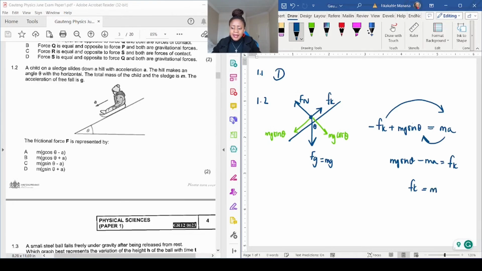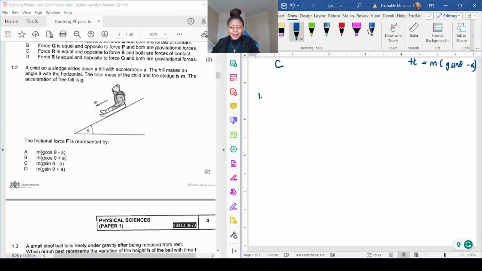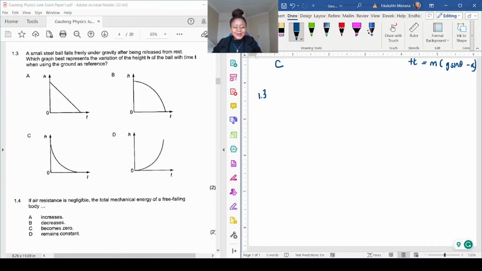So if I take out the mass as the common factor, I'm left with gravitational acceleration sine theta minus the acceleration in the x direction. And we can then see from our answer, we have sine theta minus a, so 1.2 would be c. Okay, and then moving right along. Ooh, this is going to be a long session. All right, multiple choice does take time if you want to do it properly.